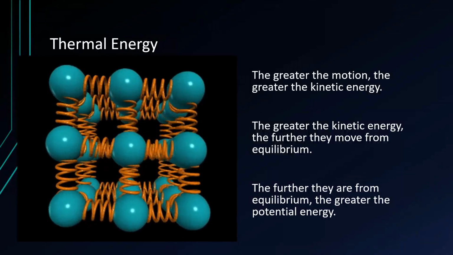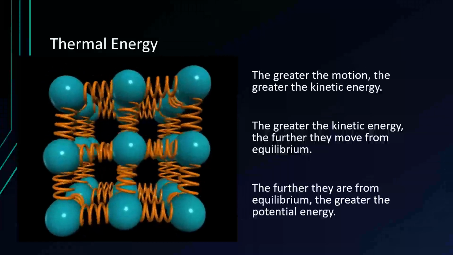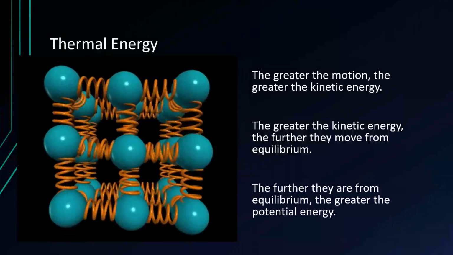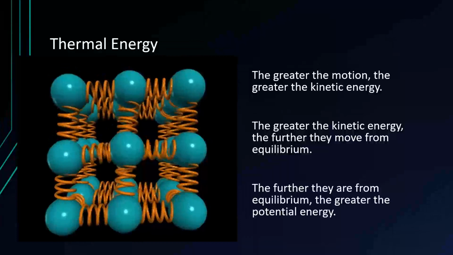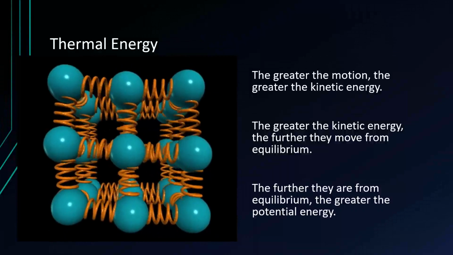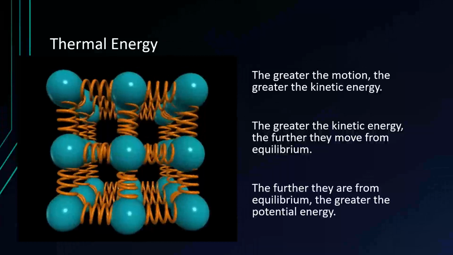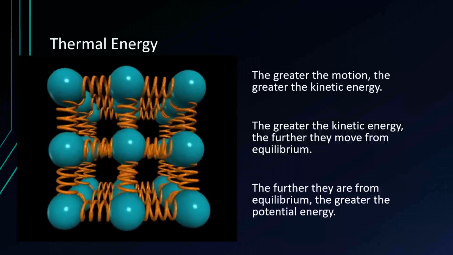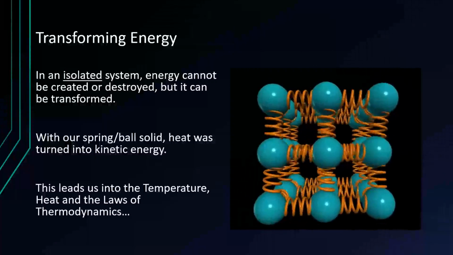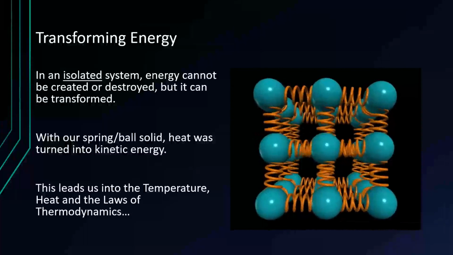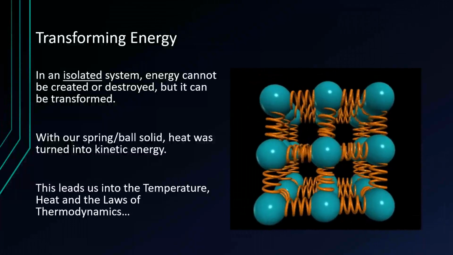So thermal energy gets converted into kinetic energy. And the greater the motion, the greater the kinetic energy. The more kinetic energy that these molecules have, the further away from equilibrium they move, so that turns into potential energy of a spring. So in an isolated system, energy cannot be created or destroyed, but it can be transformed.